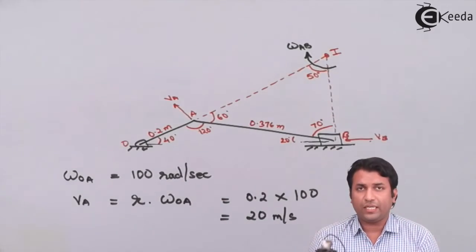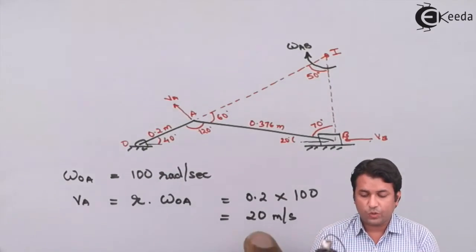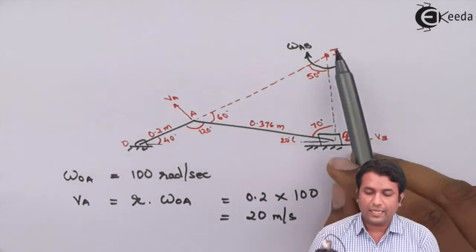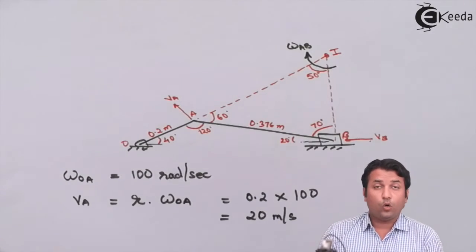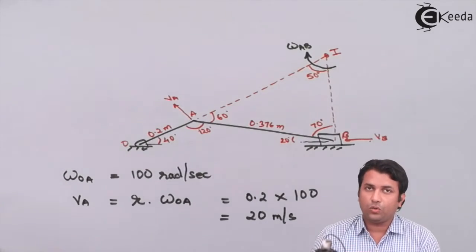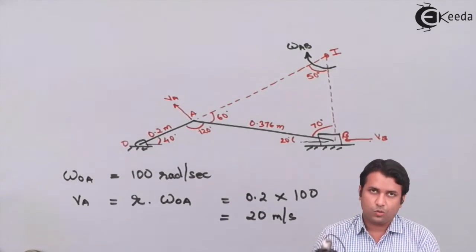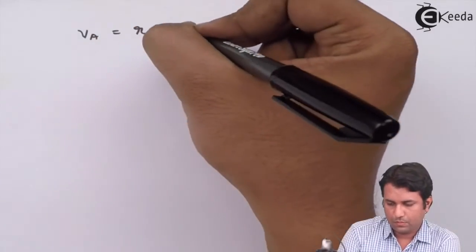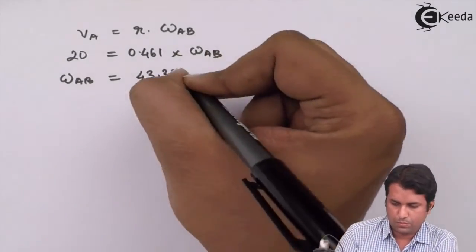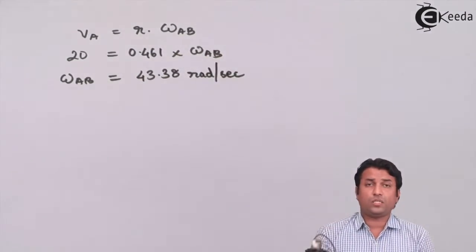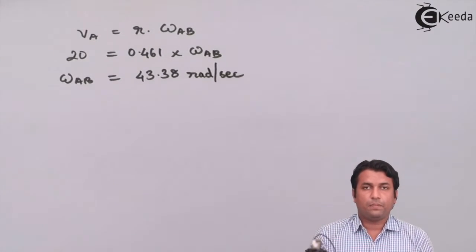To find the angular velocity of AB, I have the velocity of A as 20 meters per second, and I know this length IA. So I can use the relation VA equals R omega AB, wherein I know VA and R, so the only unknown is omega AB. So I got the angular velocity of rod AB as 43.38 radians per second.